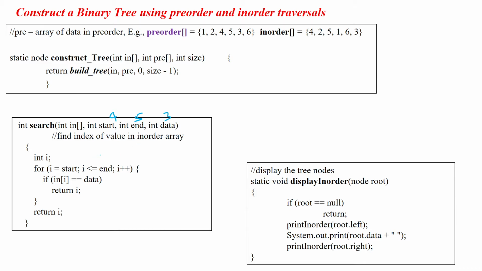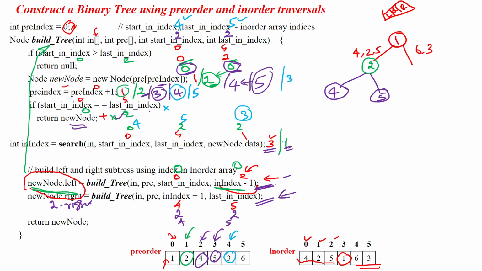We are checking where 3 is available: 0, 1, 2, 3, 4, 5. When you apply the iteration, it is available at index number 5. So index number 5 is returned here. Now for the new node dot left, what is the new node? 3. So 3 dot left.